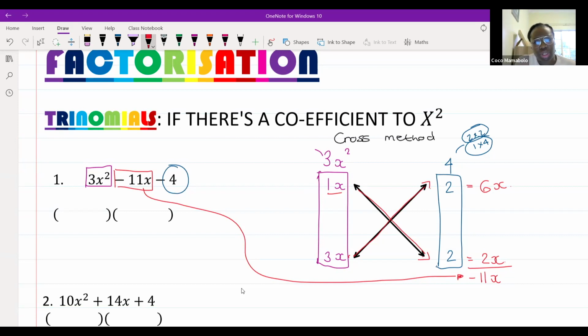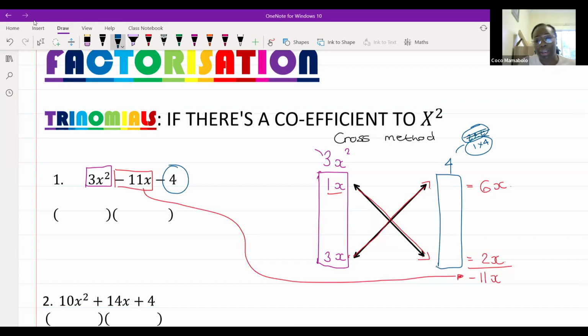6 plus 2 is going to give me 8. That's not going to work. 8 is not going to work. Negative 6 minus 2 is still going to give me negative 8. It's not going to help. No, not working. So we know that the 2's do not work. So let's try the other factors of 4.